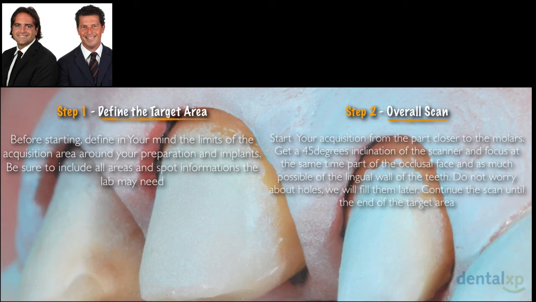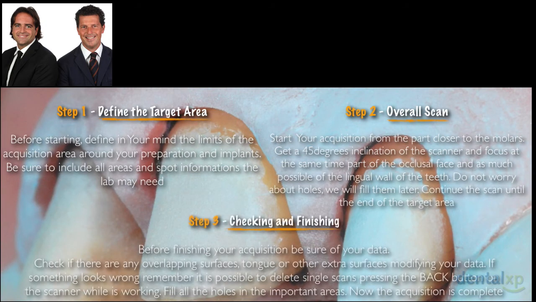The second step is to do an overall scan, in where you don't have to worry about holes, because you can fill them up later, and you have to continue the scan until the end of the target area, because on step 3 you're gonna check and finish your scanning. And of course you can always, by twisting and rolling the file, check if there are any black holes in the important areas, and if you're not happy with the scan that you did, you can just press the back button on the scanner and start again.